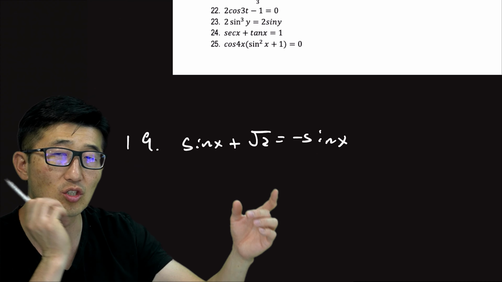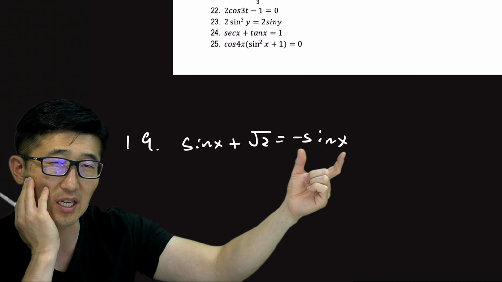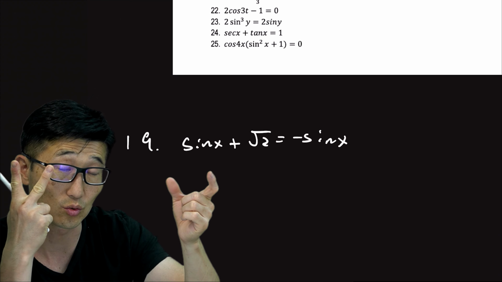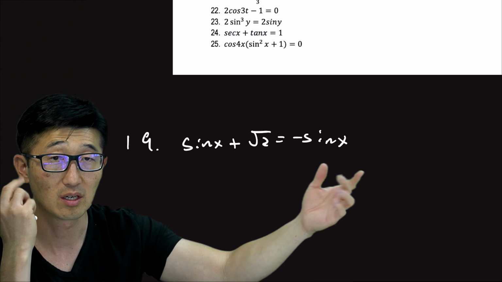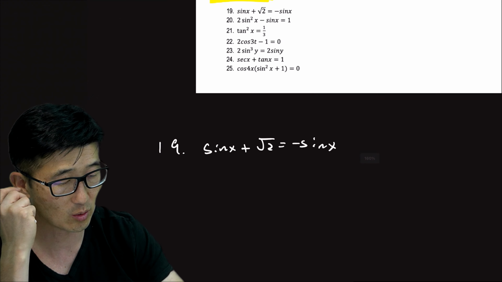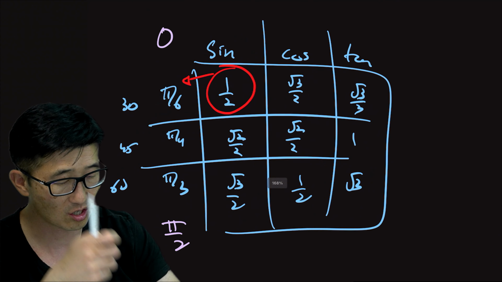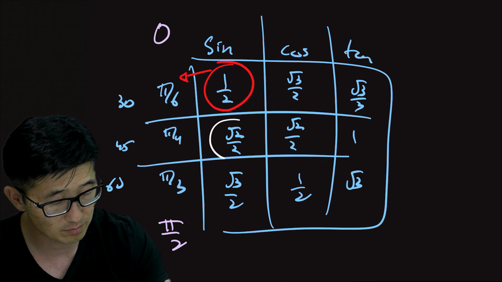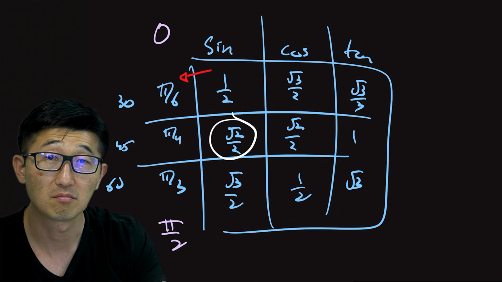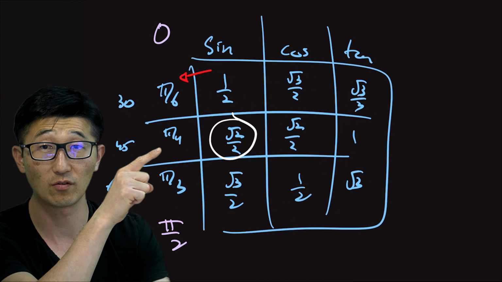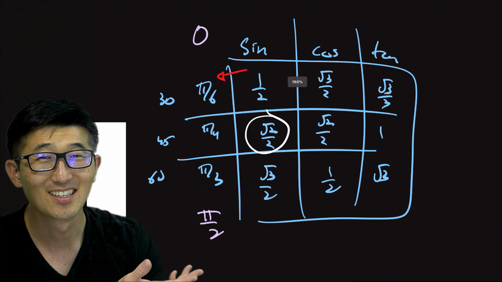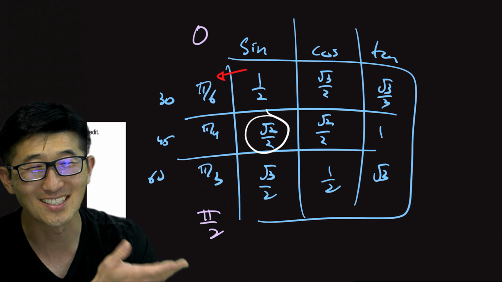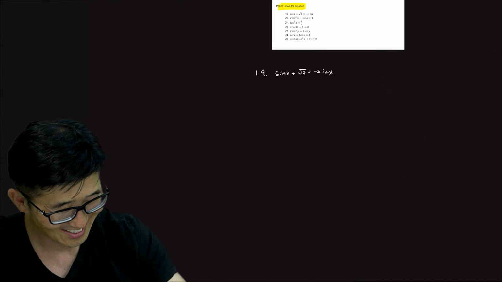Just do some stuff in your head. If I bring the sine x to this side, it becomes 2 sine x. Bring the radical 2 to the other side, it becomes negative radical 2. Divide both sides by 2, and you end up with a digit called radical 2 over 2. The reference angle is pi over 4, or 45 degrees. See how easy this is? Do you really not want to memorize this? I will memorize it for sure.